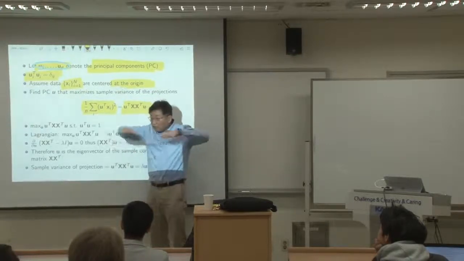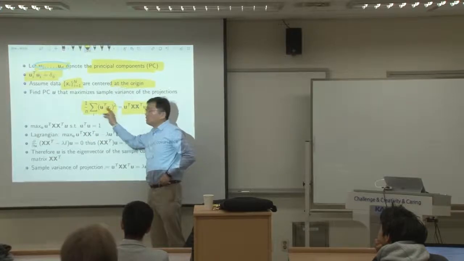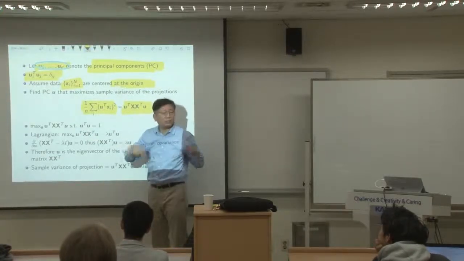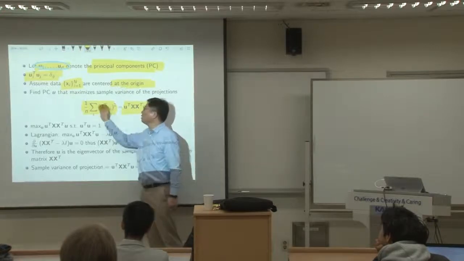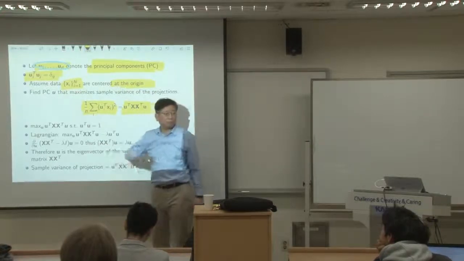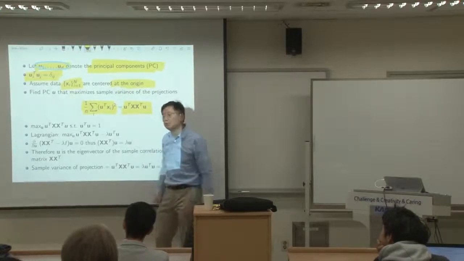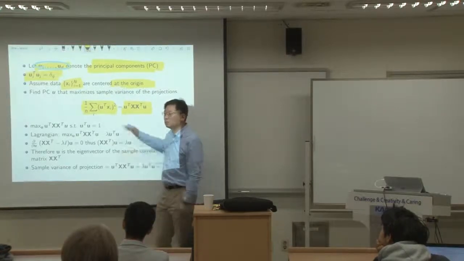So I have one axis, U. I take the inner dot product, right? And I square it, and I take the average. This is the variance of the projected data. And I can represent this in a matrix form that looks like that. Okay, does everyone understand this?